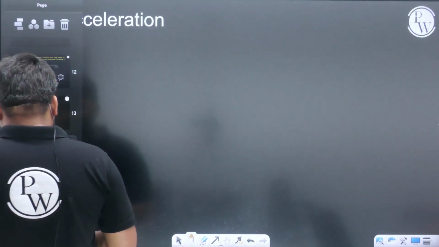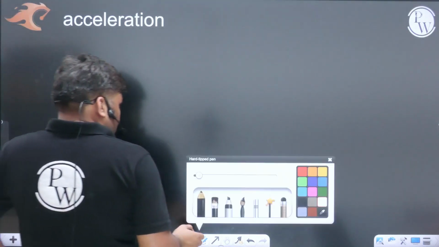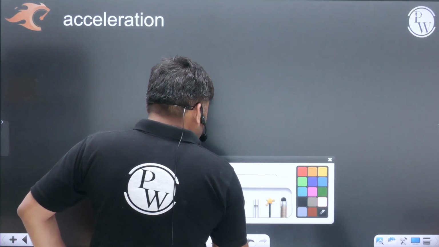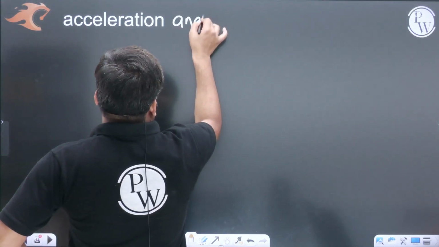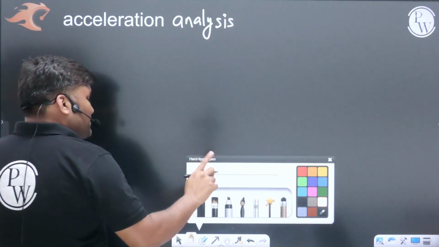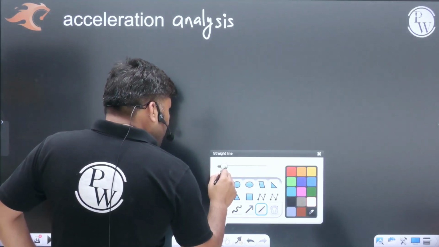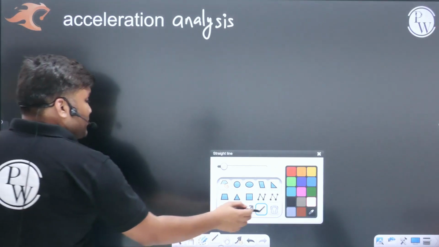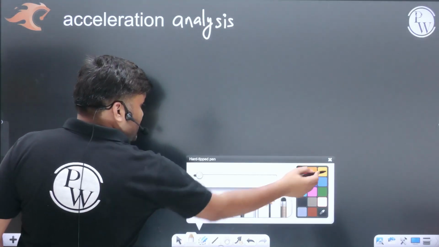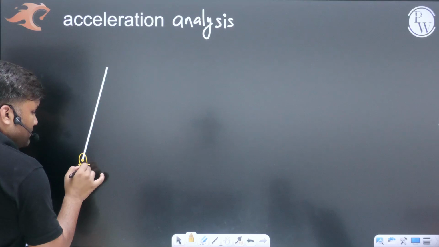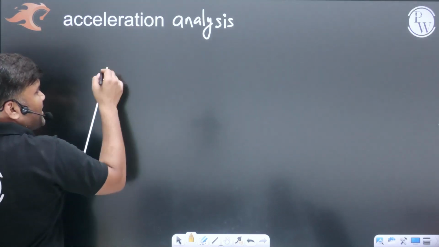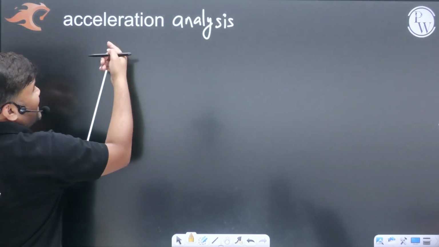Now, how do we draw accelerations for any rotating body? We are talking about acceleration analysis. Careful. Acceleration analysis is going to be a little bit lengthier. Why am I saying this? Because for any body which is having rotation, suppose for any link, this is the link which is rotating about some point. This is the point O. With respect to point O, there is some point A. And for this point A, you have to draw the accelerations.